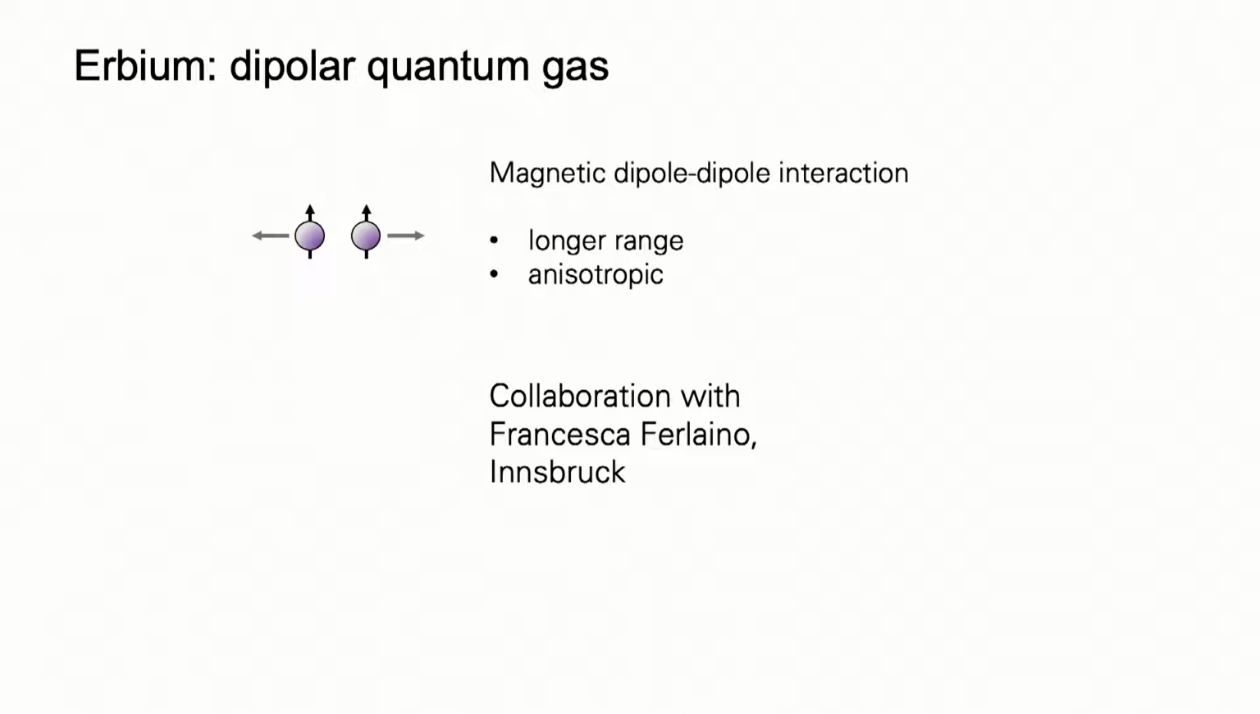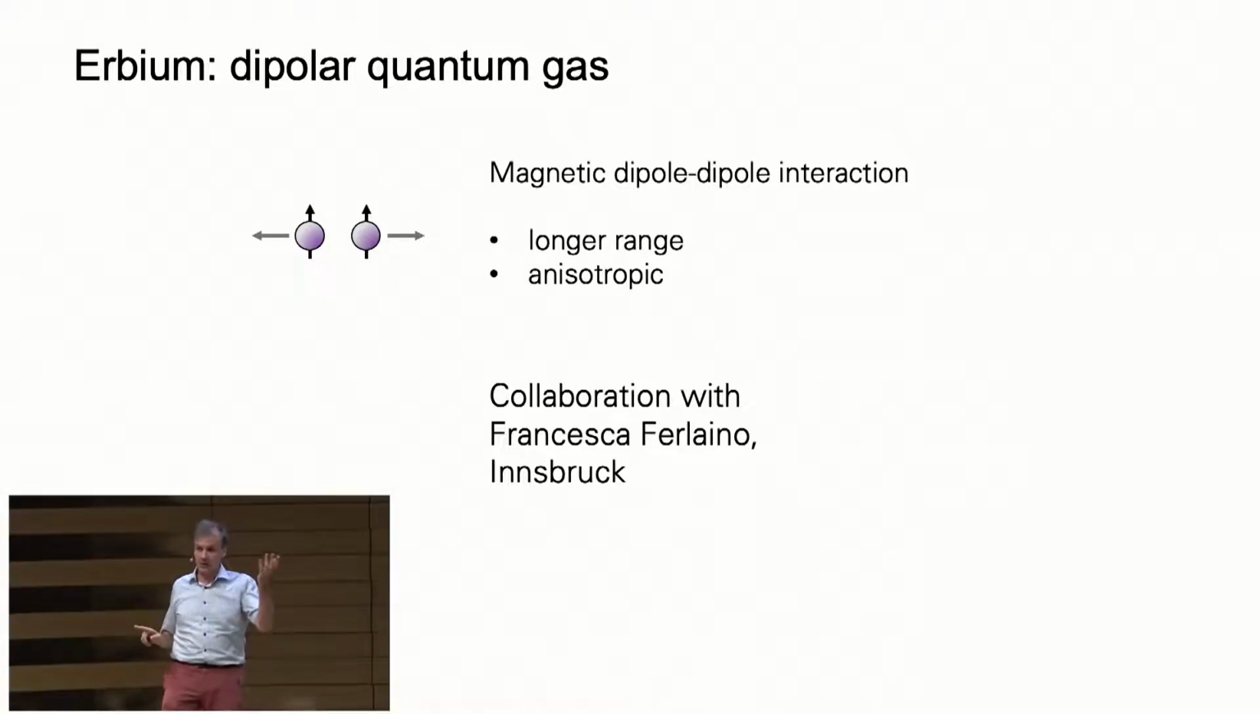Yeah, so the nice thing is that these erbium atoms are quite magnetic, right? They have 7 Bohr magnetons, and so that means that we can study dipolar physics with them, like you also saw in some previous talks already, which is interesting because these are long range or longer range forces and anisotropic forces.